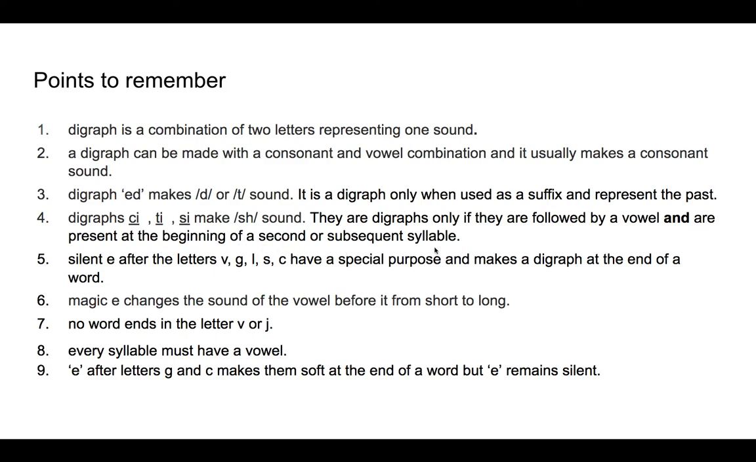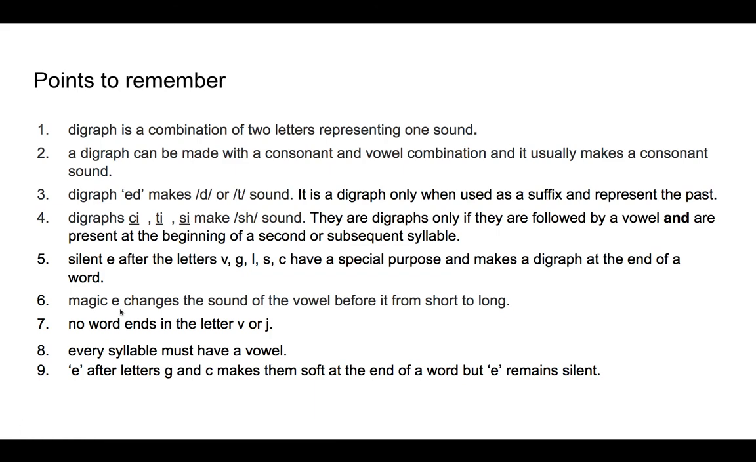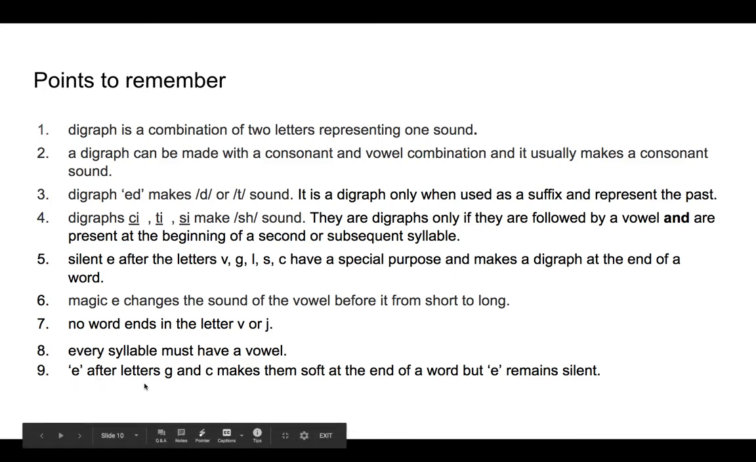The silent E after letters V, G, L, S, C has a special purpose and makes a digraph at the end of a word. And the magic E, which is present in a split digraph, changes the sound of the vowel before it from short to long. And in English, no word ends in the letter V or J, and every syllable must have a vowel sound, and E after the letters G and C makes them soft at the end of the word, but E remains silent.